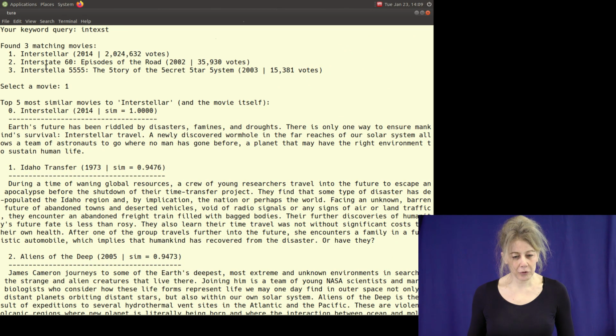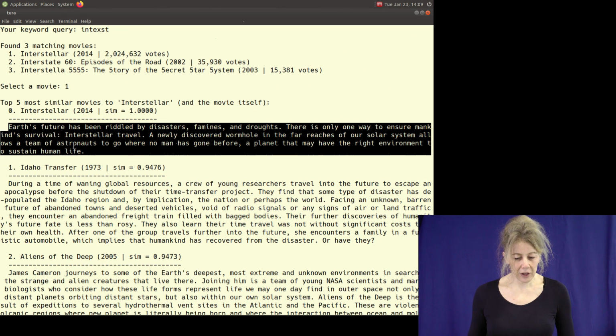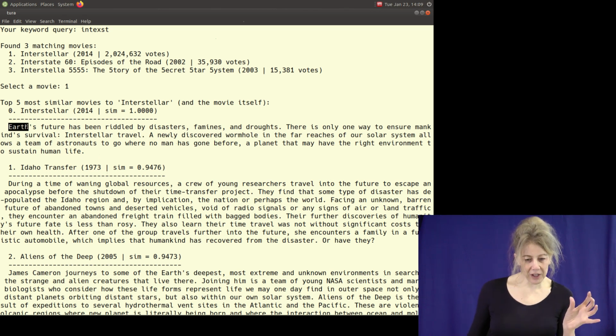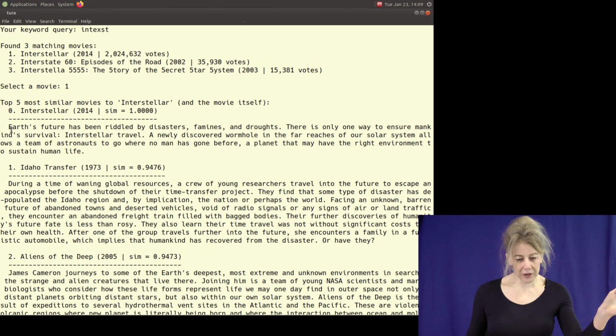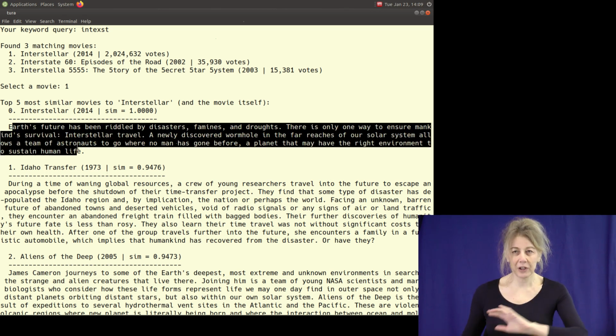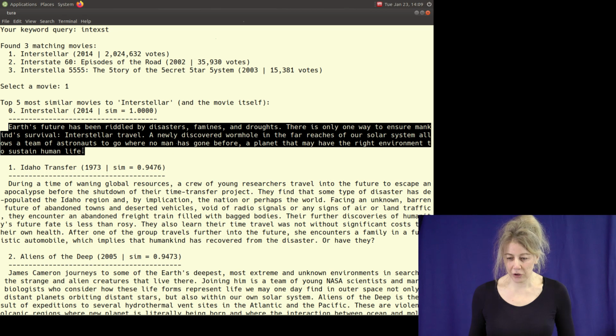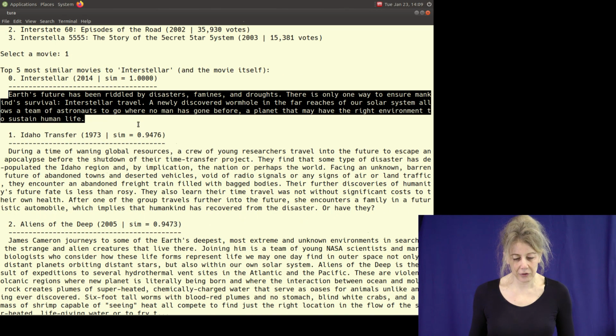How is it done? You just take the movie plot here. For every word, if it's in the embeddings, you look up the embedding, otherwise you ignore it, and you just sum them all up. And then you get one 300-dimensional vector for this movie. You do that for every other movie, and now you just find the most similar vectors and see what comes out. So Interstellar is about future of Earth, science fiction like movie, interstellar travel, and so on.